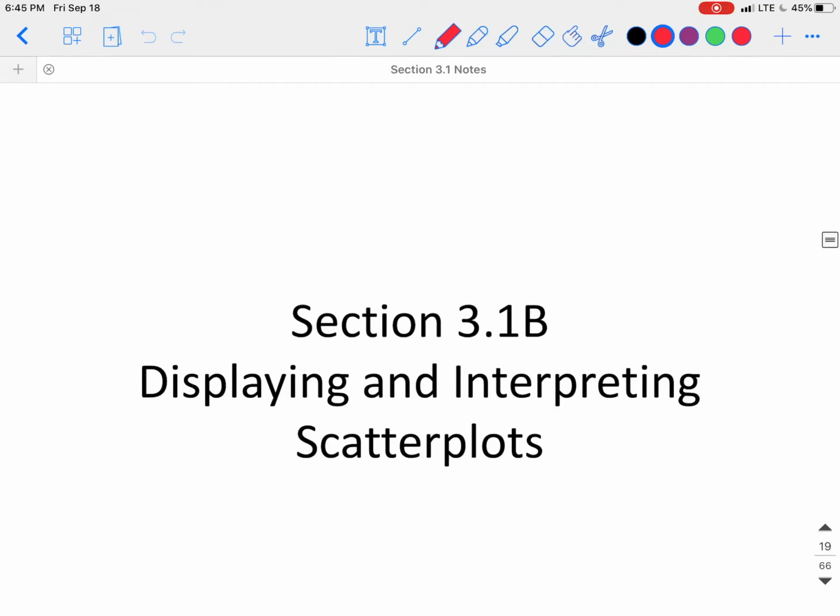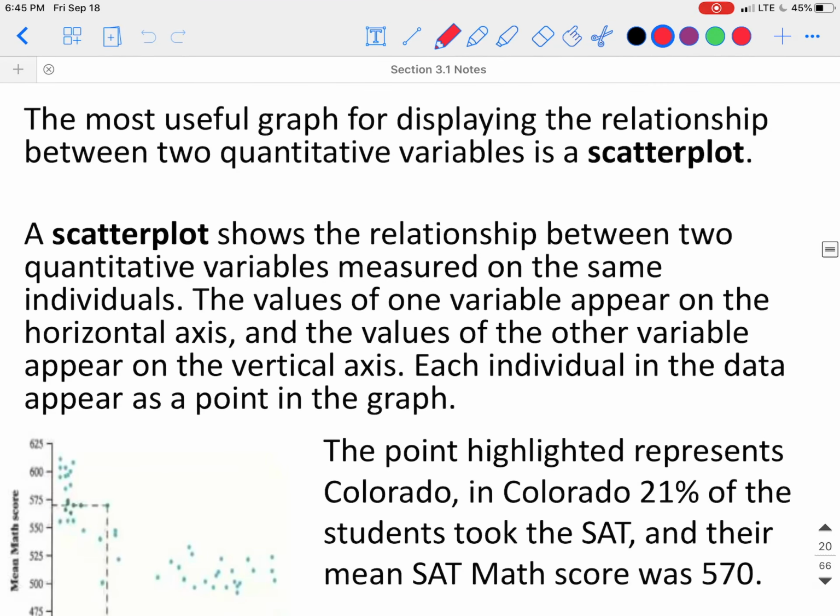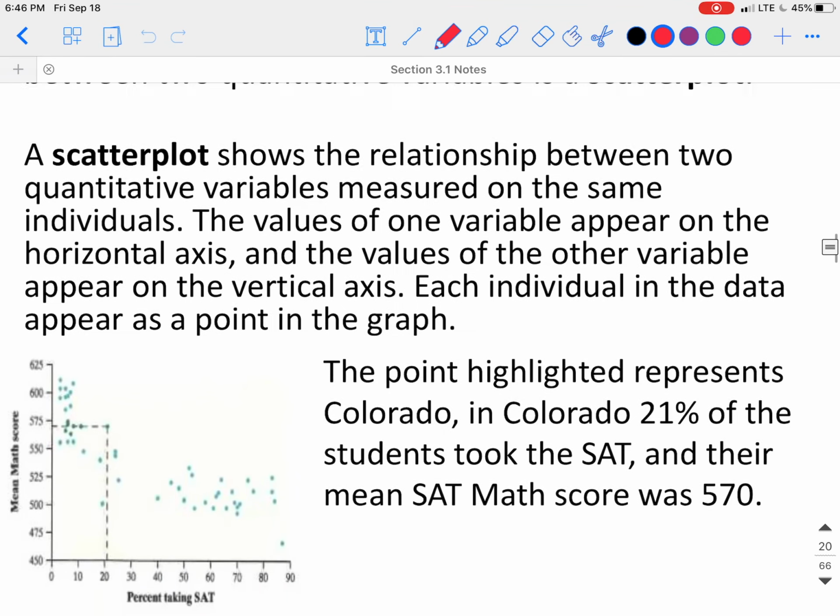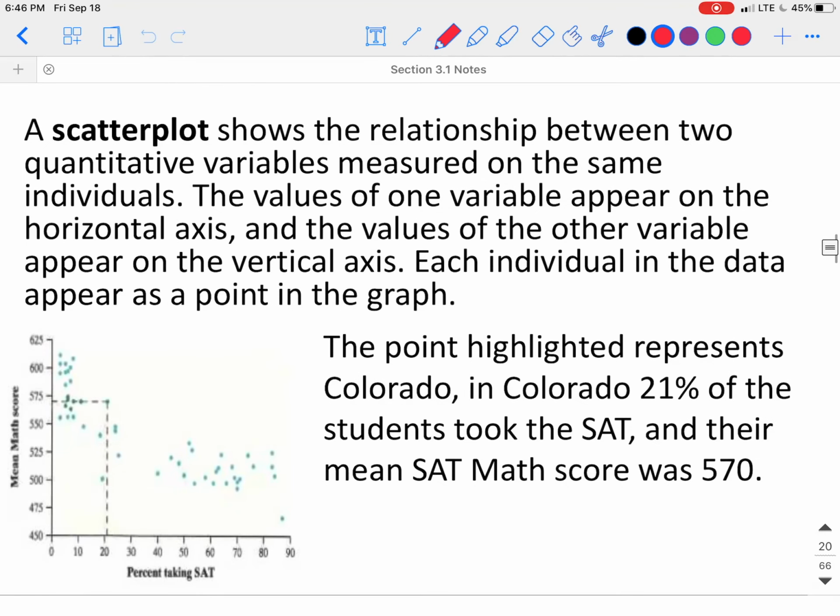This is section 3.1, part B, displaying and interpreting scatterplots. The most useful graph for displaying the relationship between two quantitative variables is a scatterplot. A scatterplot shows the relationship between two quantitative variables measured on the same individuals.